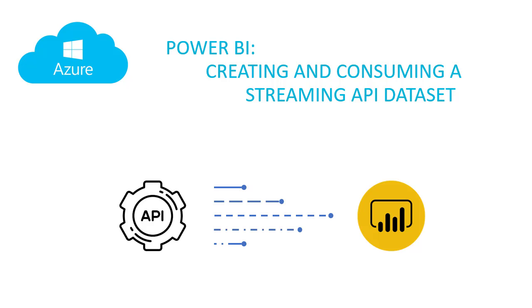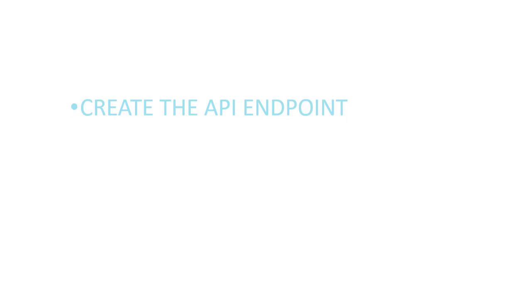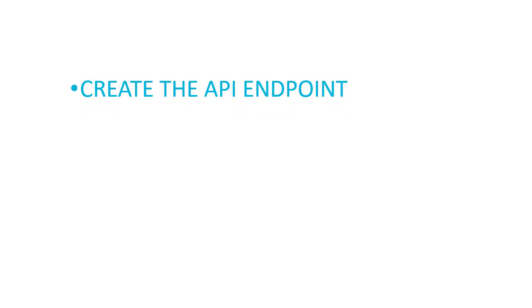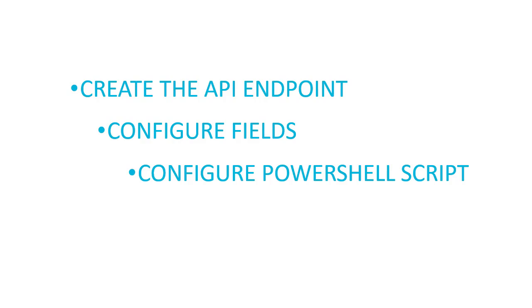Hi guys, in this video I'm going to show you how to create and consume a streaming API dataset in Power BI. We are going to start creating an endpoint in the Power BI service. Then we are going to define all the fields that we expect. After that, we are going to create a PowerShell script to send continuously data from our local machines to the endpoint. And to conclude, we are going to create some visuals in a dashboard.